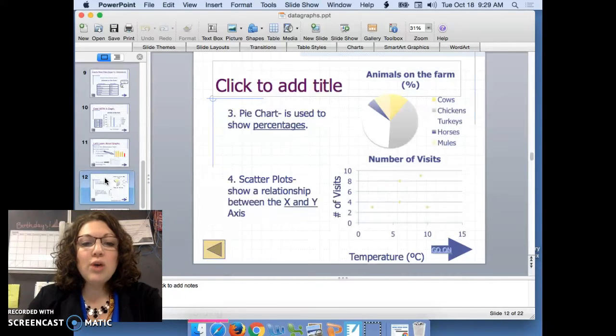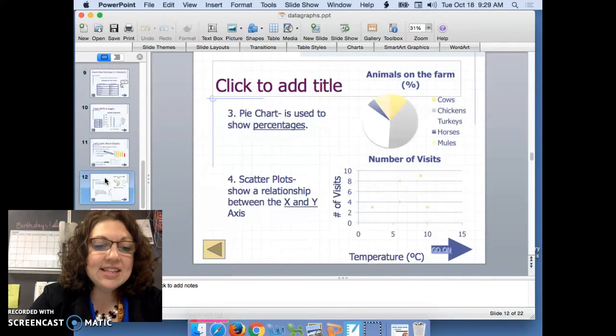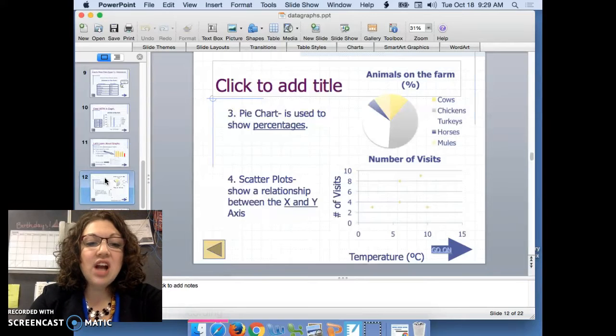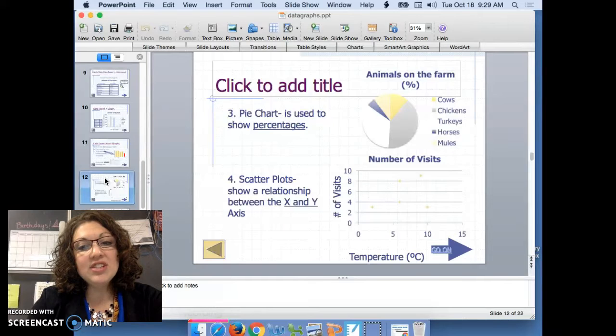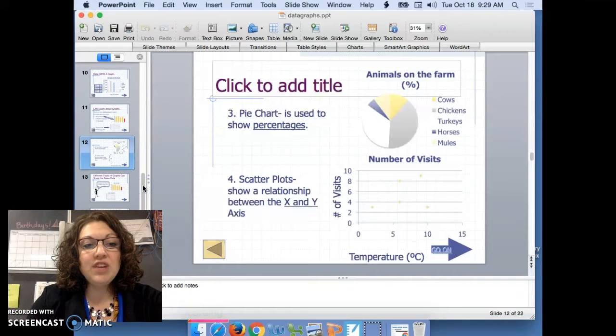Scatter plots show a relationship between the x and y axis. These are often thought of as a line graph, but a line graph, remember, is only over time, where a scatter plot can have any 2 things on the x and y axis. In this one, you have the temperature outside compared to the number of visits to the zoo. And you can see how the warmer the temperature is, the more visits you get. So it can be any 2 variables that you are relating.